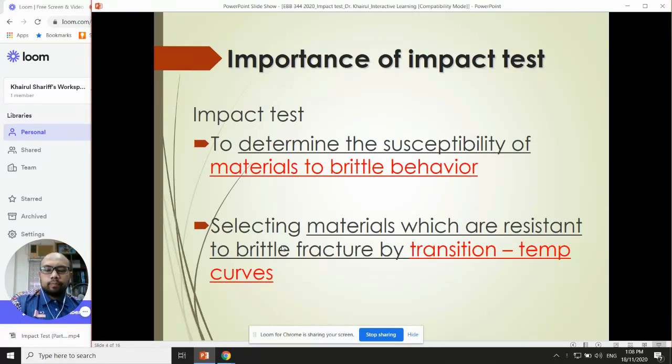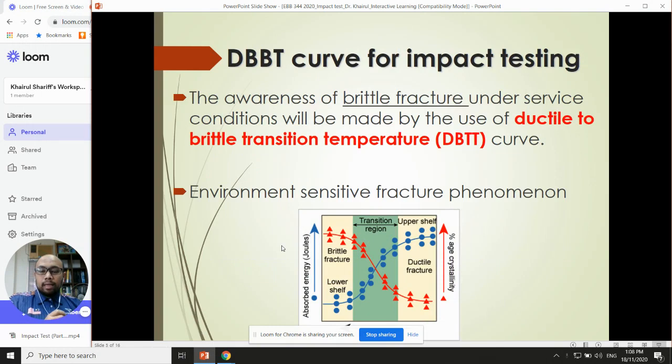Okay, we meet again. For the first part of my video, I already mentioned that for impact test, normally we refer to one very important graph that we call a DBTT curve graph, right? So what does DBTT mean? In the next slide, I will share with you very important information about the DBTT curve.